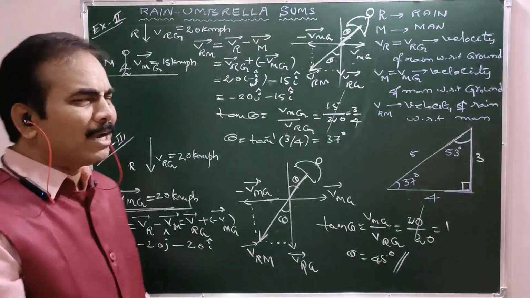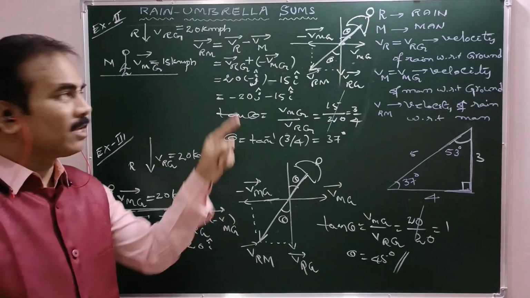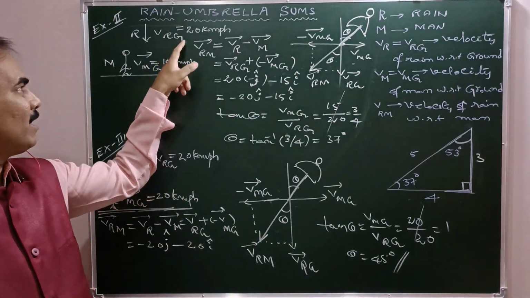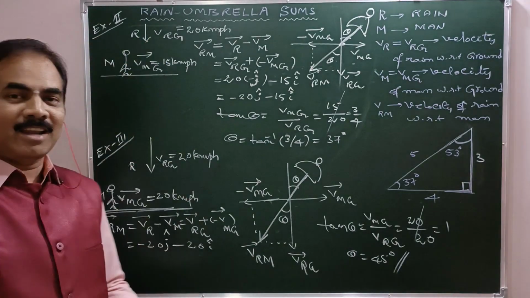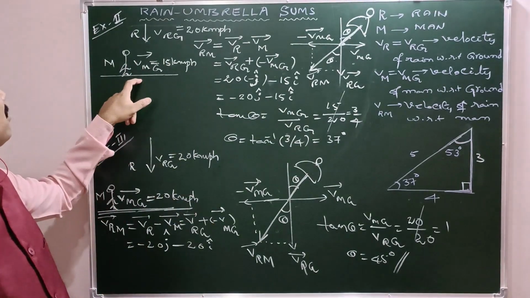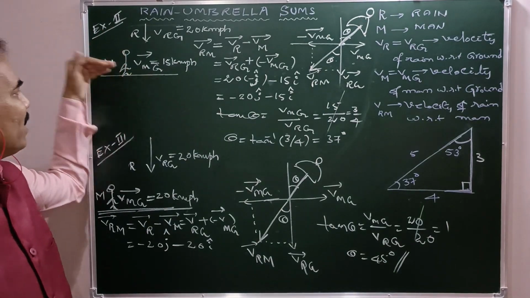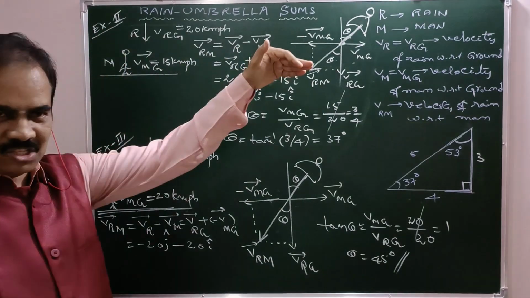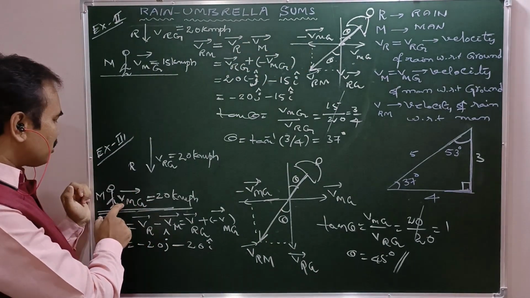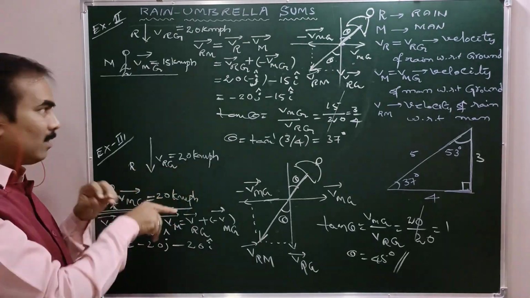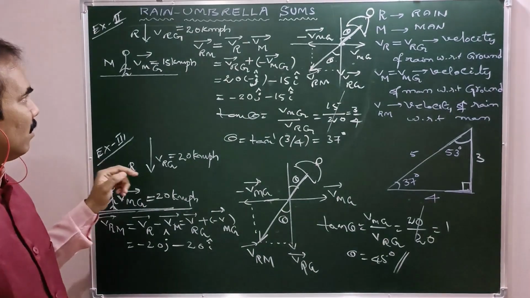But here one important point is worth noting. In both sums, the velocity of rain with respect to ground is the same: here also 20 kmph, here also 20 kmph, direction also the same, vertically downwards. In the second example, the velocity of man with respect to ground is 15 kmph rightwards along positive x-axis. Here, the velocity of man with respect to ground increased from 15 kmph to 20 kmph along the same way, right?